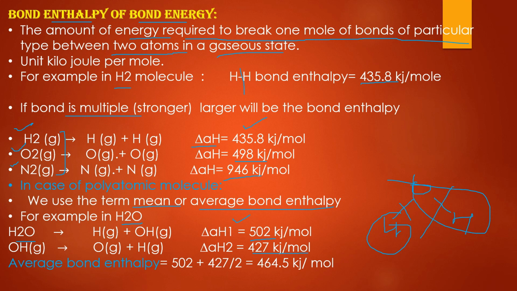Now the total bond enthalpy for the H2O molecule is calculated by the average of these. So the average is 502 plus 427 divided by 2. Right, now it is equal to 464.5 kilojoule per mole. So this is the average bond enthalpy in the case of water.